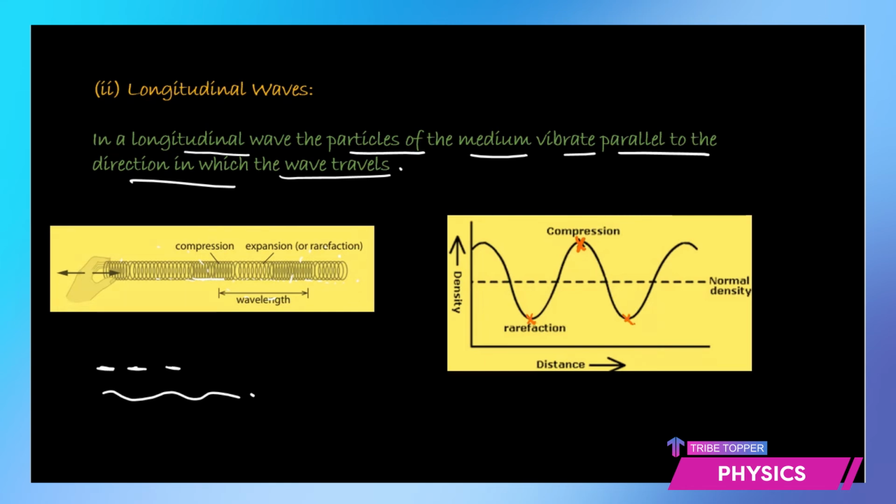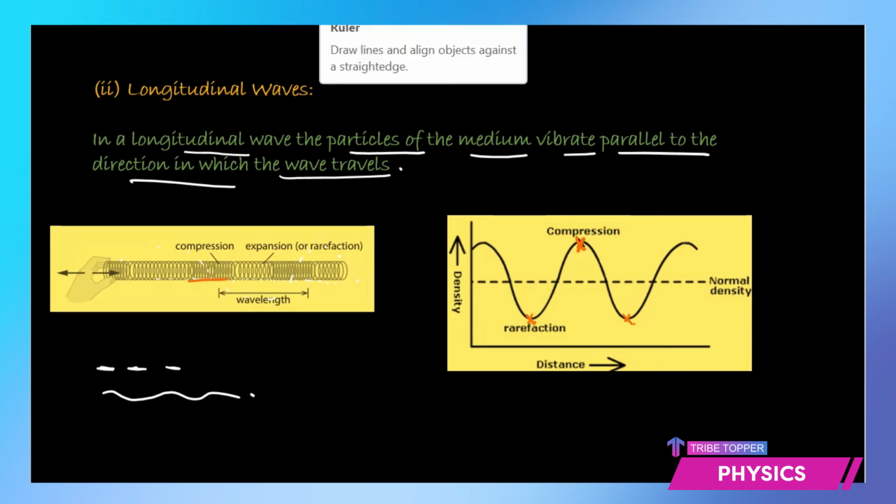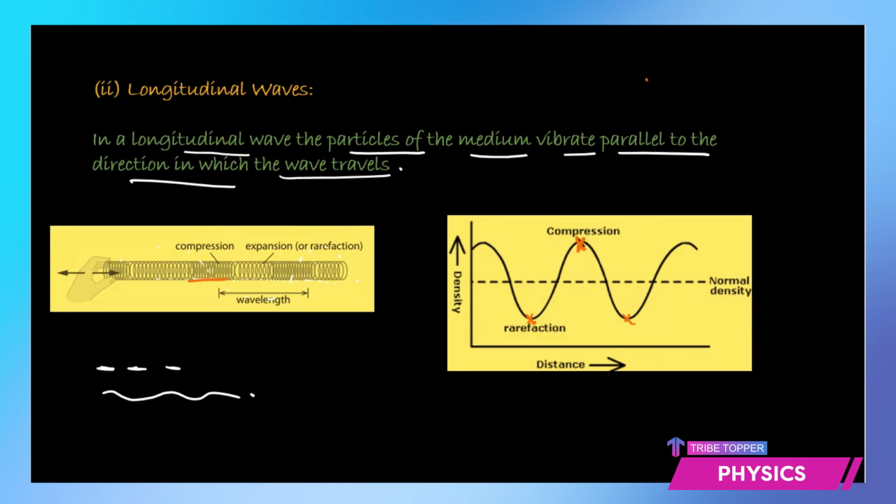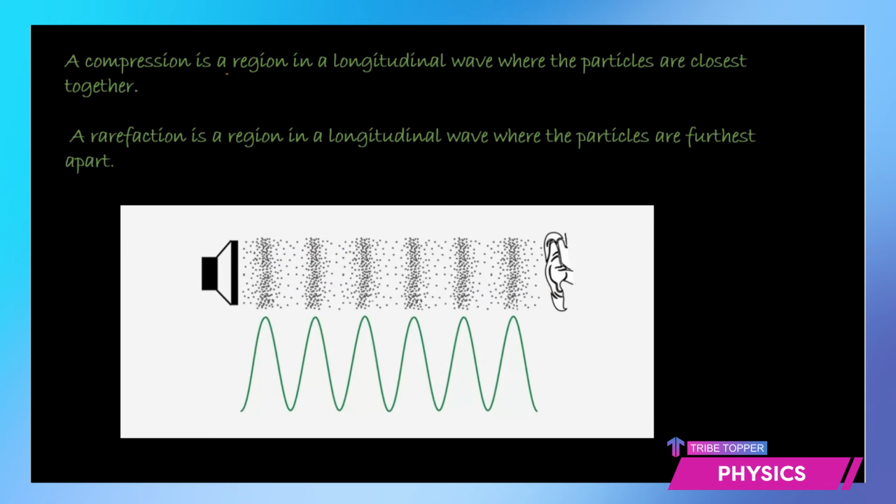So what is a compression basically? That is this region where the particles are very close together. So we can say a compression is a region in a longitudinal wave where the particles are closest together, and rarefaction is just the opposite. It's a region in a longitudinal wave where the particles are furthest apart.